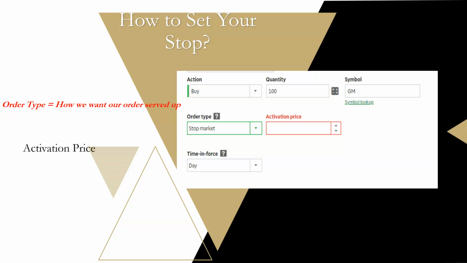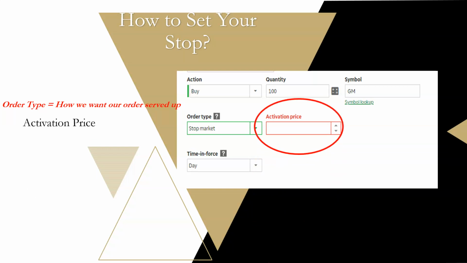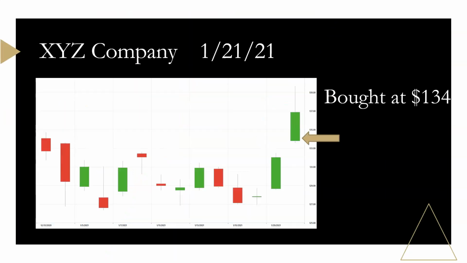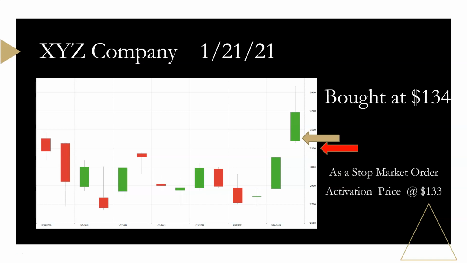And when you select that, you'll see that there is an activation price. And the activation price is where you want your losses to stop, plain and simple. It's the 21st of January again. And if you recall, you bought 100 shares of XYZ Company at $134 a piece. But instead of it being a market order, this time it's a stop market order. And you put in an activation price of $133. So what that means is that when the price at any time drops below or reaches $133, a sell order is initiated.